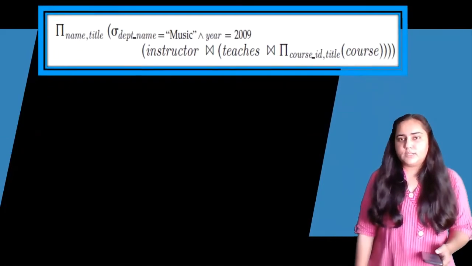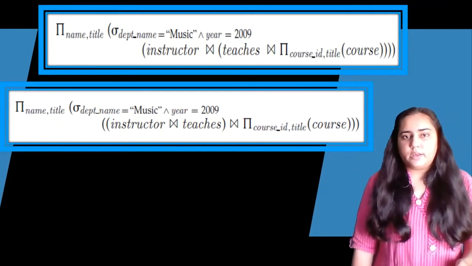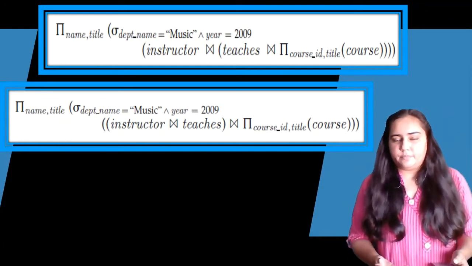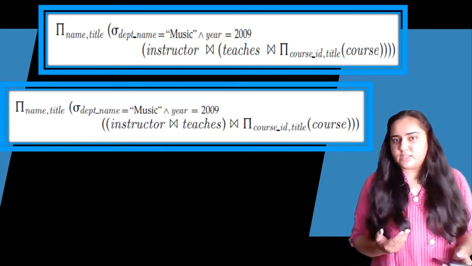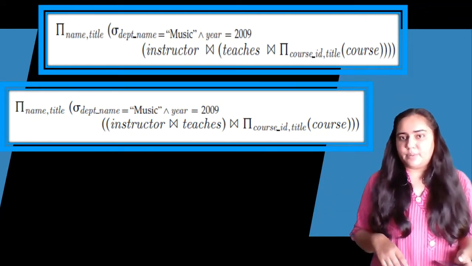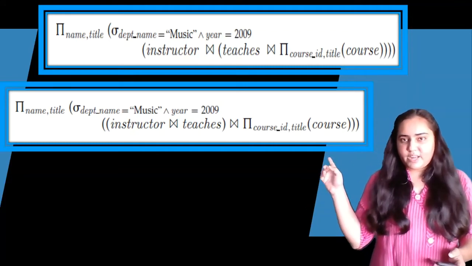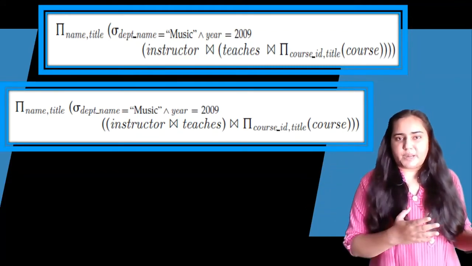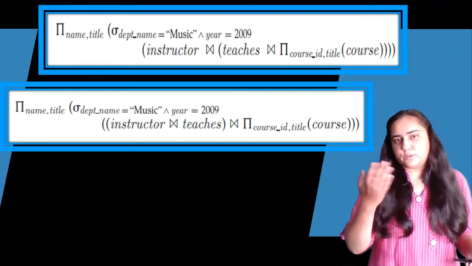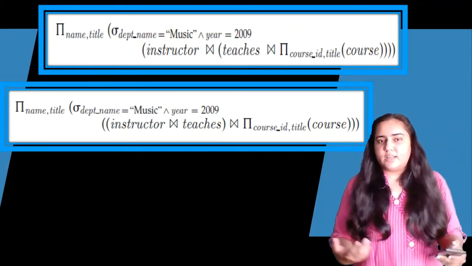So let's do that. This is the query. Now notice what I've done here. I have just changed a little bit in the query. You can see in the end, the upper query is having about 4 brackets and the lower query right here is having only 3 brackets. And there's one extra bracket before instructor, which was not there earlier. And there's one bracket after teachers. So what exactly have I done?